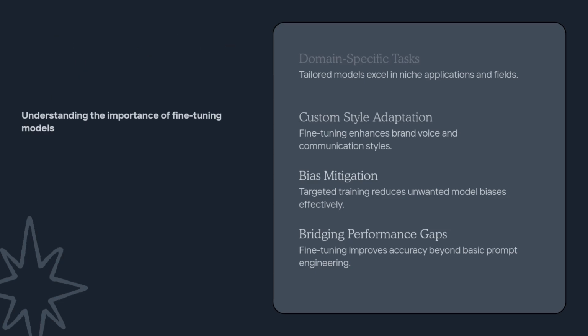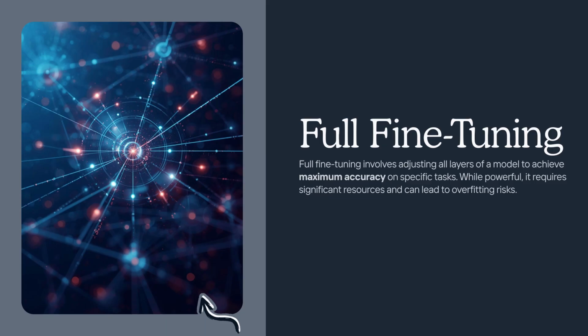Now, let's look at how we do it. The traditional method is full fine-tuning. This updates all the parameters in the model. It is highly effective but computationally expensive. It requires a lot of hardware, and if your dataset is small, you risk overfitting, where the model memorizes the data rather than learning from it.